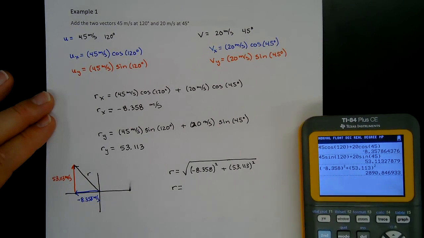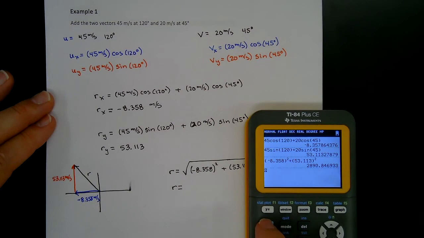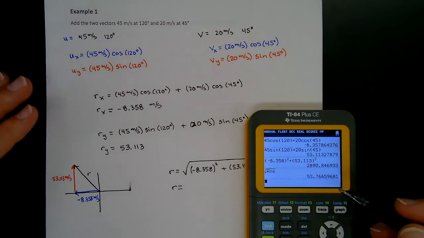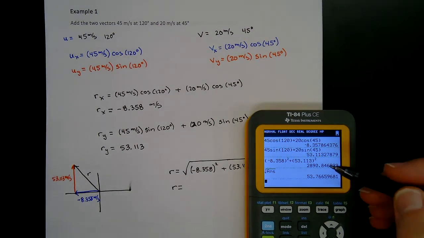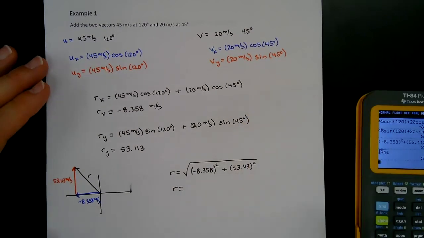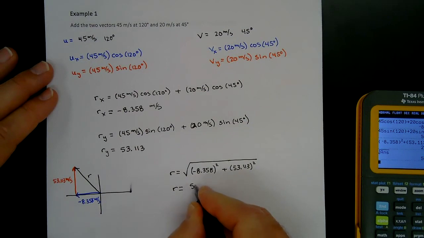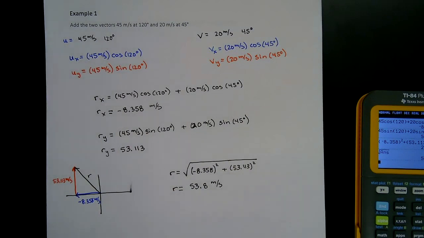And we get this, right? Not 20,000, 2,890.84. And I'm just going to go ahead and take the square root of that answer. And we get 53.7 something. For the final magnitude, I just want to round to one decimal place. So that 6 right here is going to make the 7 become an 8. So this becomes 53.8 meters per second. Okay, so that's the magnitude of it.